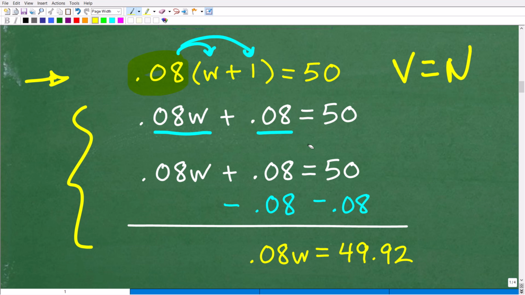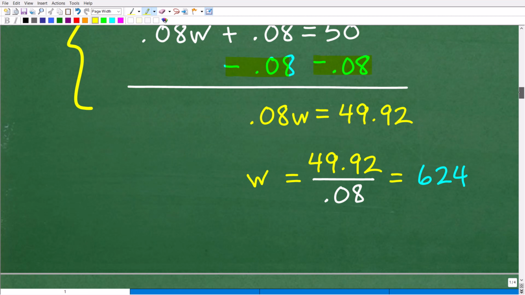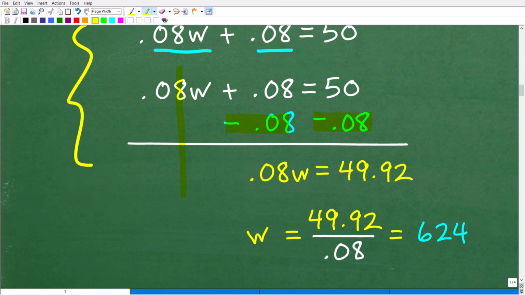So how can I get rid of this 0.08 on the left-hand side? Easy. I can subtract 0.08 from this positive 0.08, because that makes it 0 and makes it disappear from the left-hand side. But we have to keep in mind the golden rule. If I subtract 0.08 on the left-hand side, I have to do the exact same thing on the other side. So now we're going to add down in a column. 0.08w plus nothing is 0.08w. 0.08 minus 0.08 is 0.